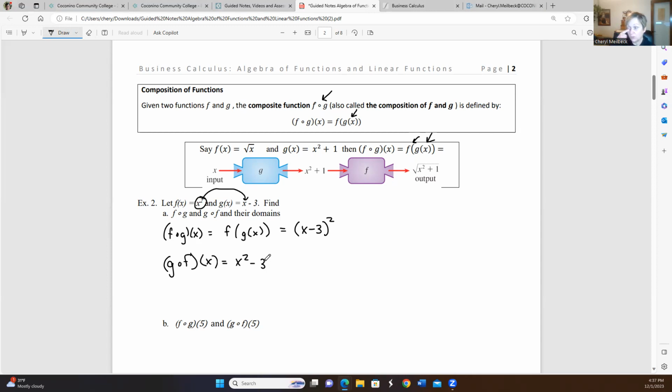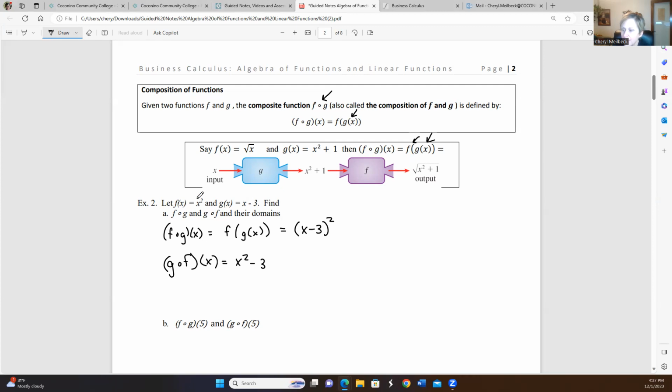Now with compositions of functions, we have to be mindful of the domains also. If we look at both of these functions, let's look at the inside of both of the functions. Starting with f of g of x, my inside function, g of x, just has x minus 3. If we look at x minus 3, there is nothing that x cannot be. There are no restrictions on x. It could be negative, it could be a fraction, it could be 0. So its domain is all reals.